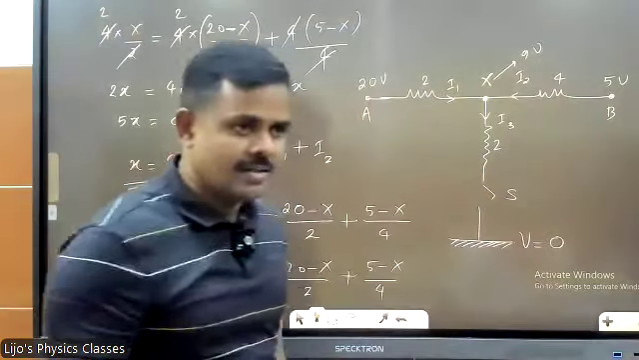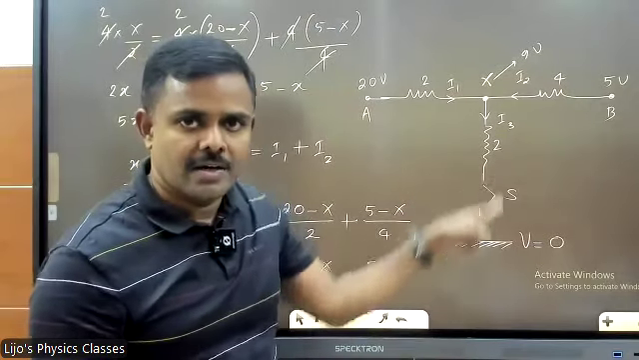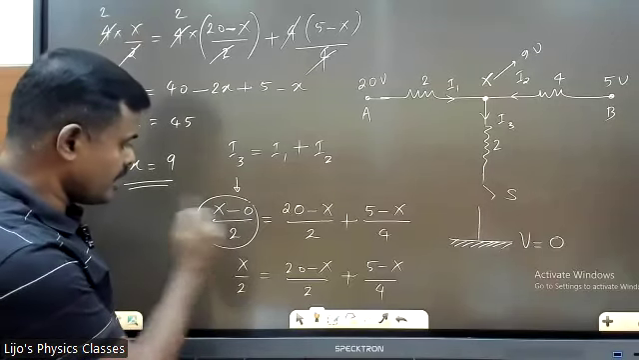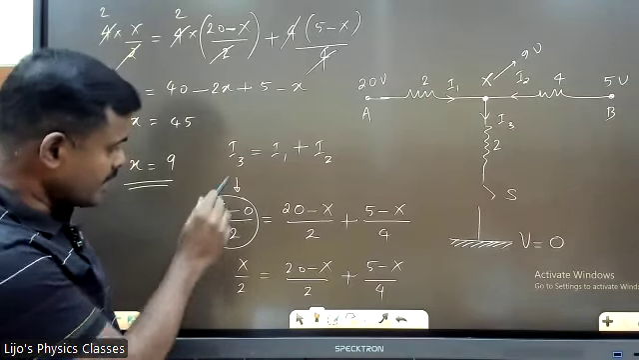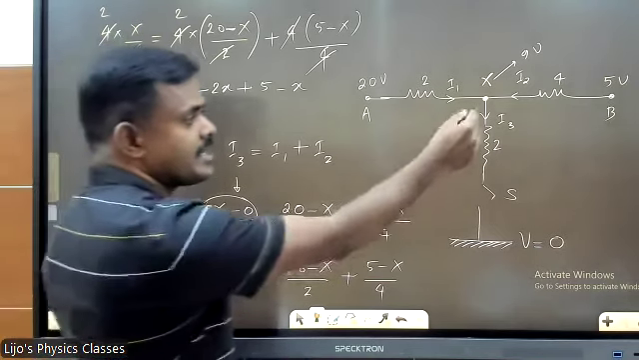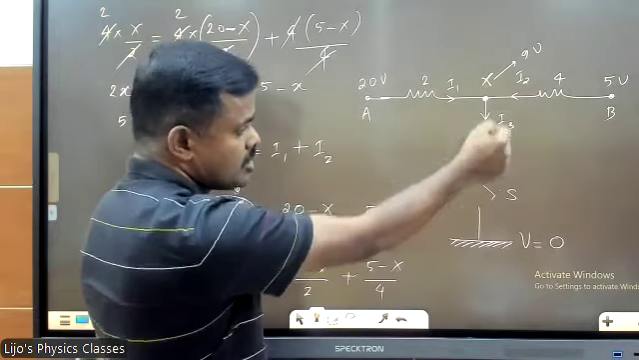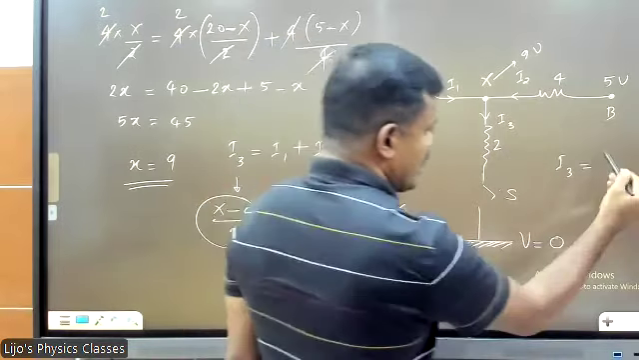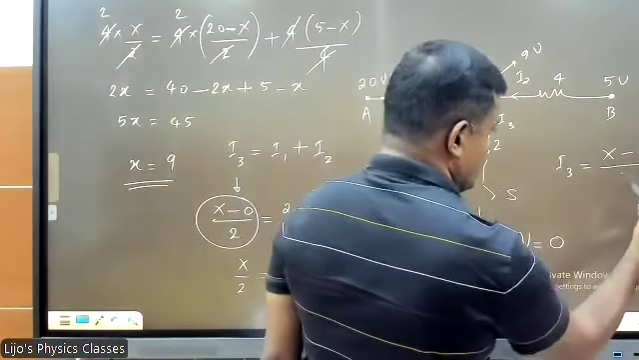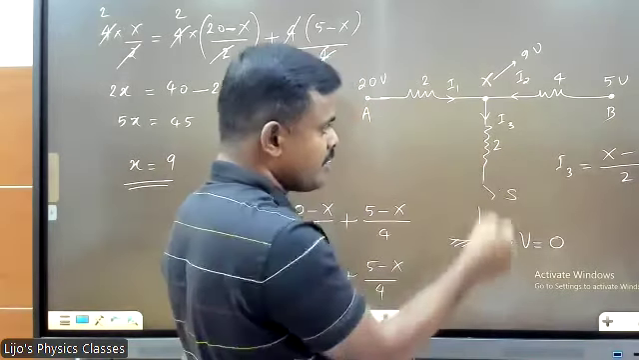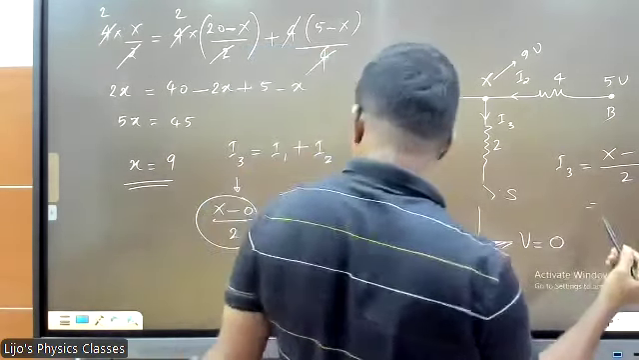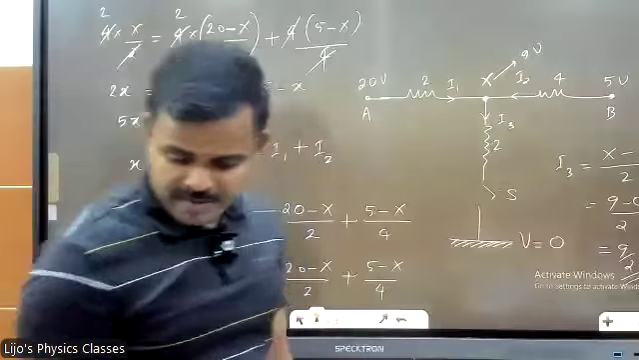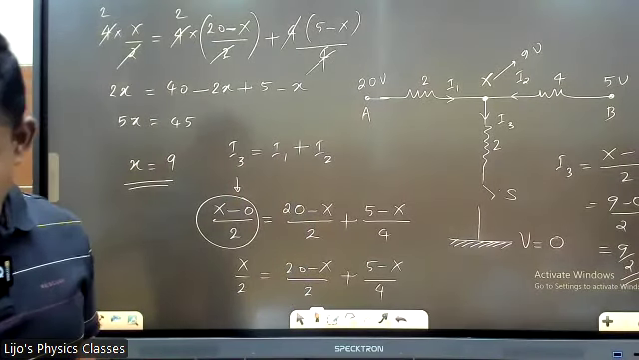It is 9 volts, right? The question is to find the current I3. How to find current I3? I3 is X by 2, isn't it? X minus 0 by 2. Current through the switch is nothing but I3. How do I get I3? This potential minus this potential divided by 2. Potential difference divided by resistance. Potential is 9 minus 0 by 2, 9 by 2, or 4.5. Is it there in the options? Answer is option A. Understood?